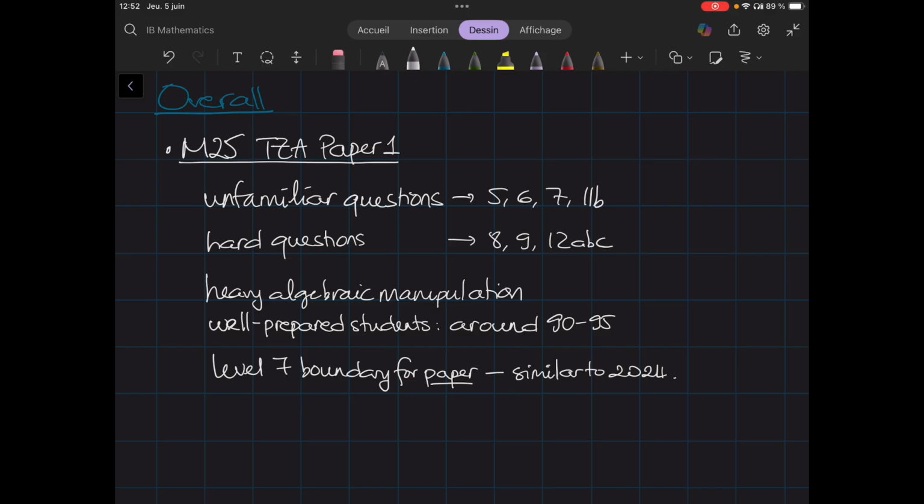A well-prepared student should be able to get around 90 to 95, and considering the difficulty of this year's paper compared to last year's Time Zone 2, I would say that the level 7 boundary would stay pretty much the same as before.